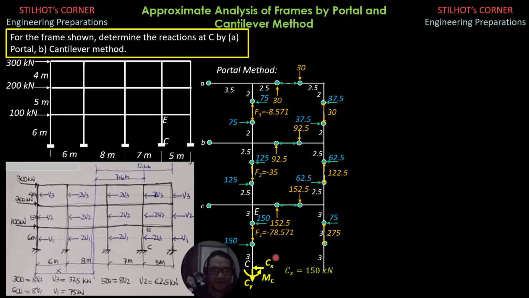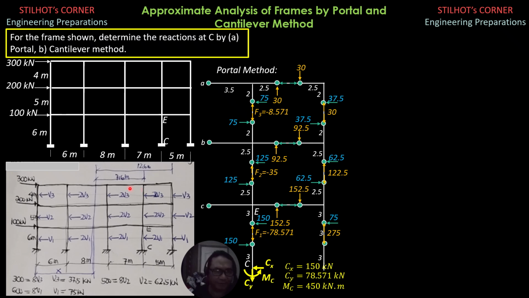So answer: Cx is 150 kilonewtons to the left, as shown. Cy is 78.571 kilonewtons downward, as shown here. And M sub C is counterclockwise, 150 times 3, 450 kilonewton meters.